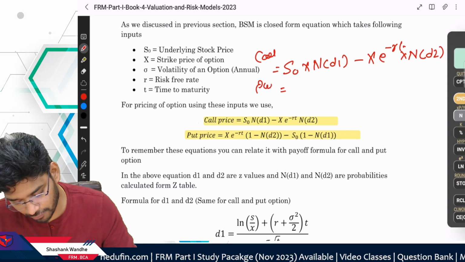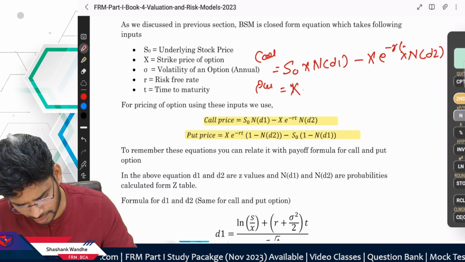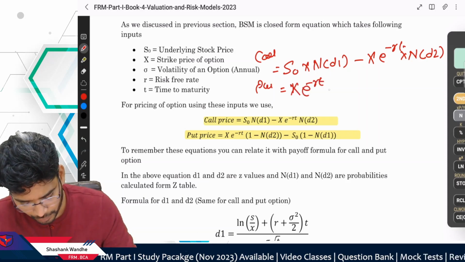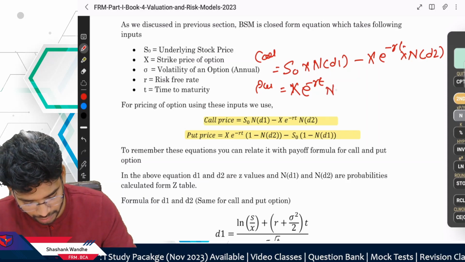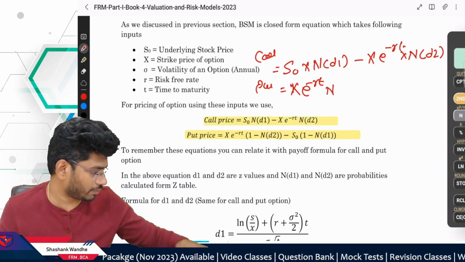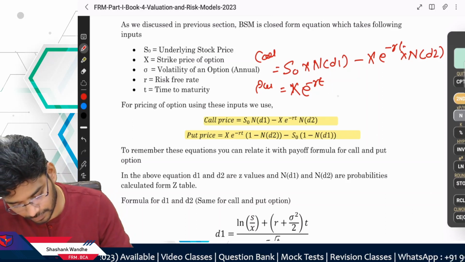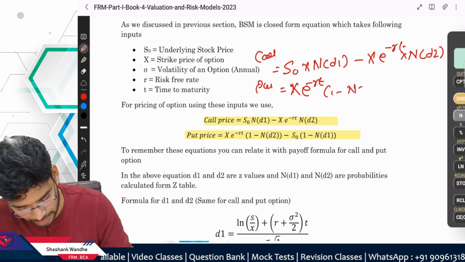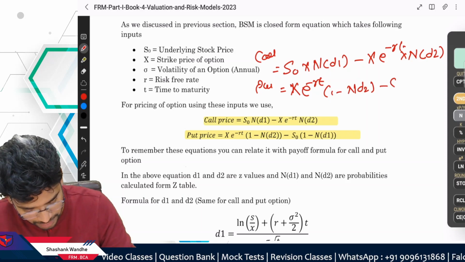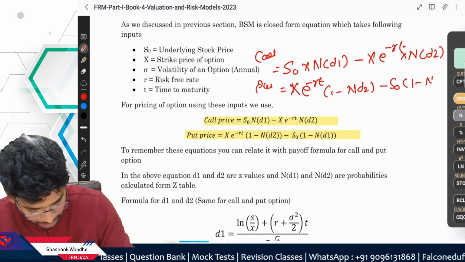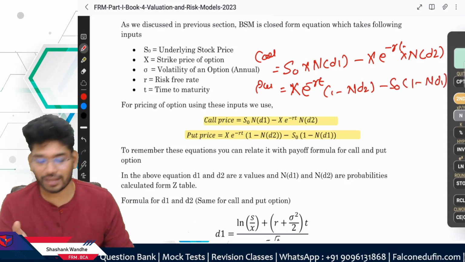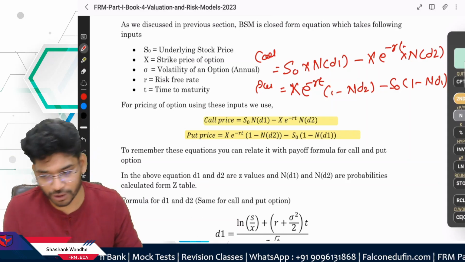For the put option, we have the formula just reversed: X into e to the power minus RT into 1 minus N(d2), then minus S0 into 1 minus N(d1). Simply take the N(d1), N(d2) and then 1 minus, okay, for the put option.